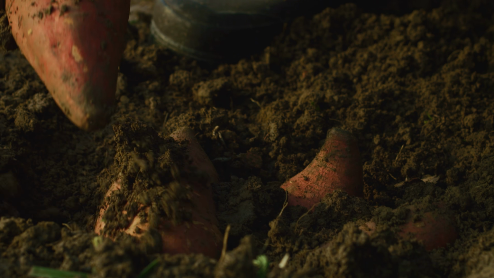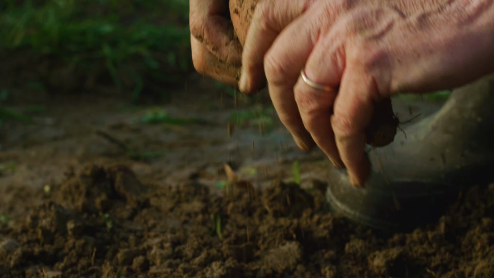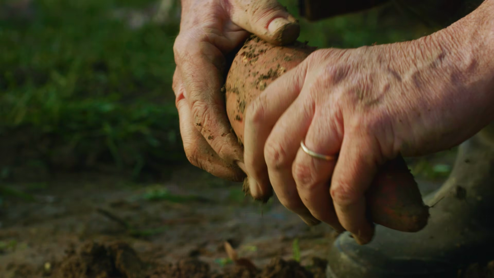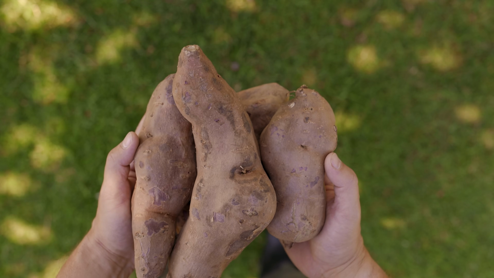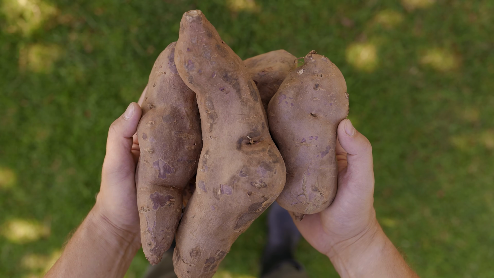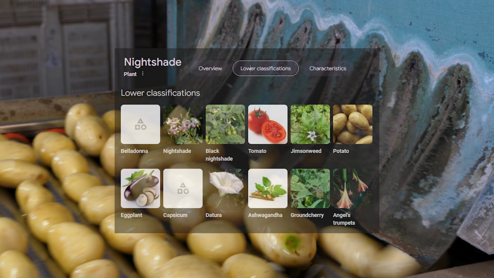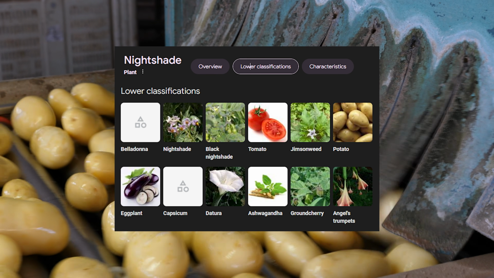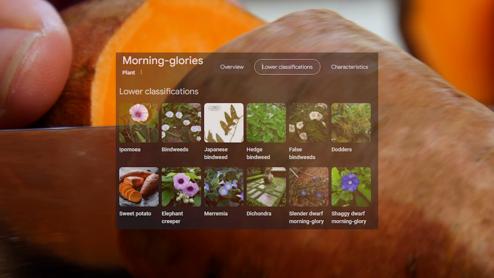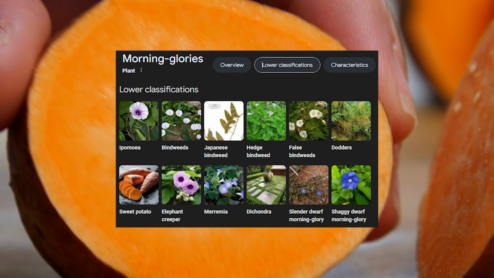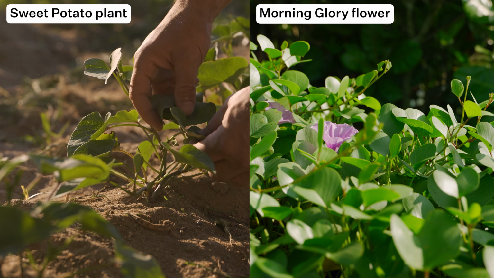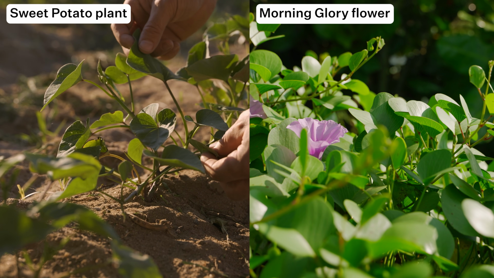For years, I assumed potatoes and sweet potatoes were part of the same family. I mean, it's in the name. But they belong to an entirely different botanical family and are unique species. Potatoes are part of the nightshade family, which includes tomatoes, eggplants, and peppers, while sweet potatoes belong to the morning glory family, which, when you see a sweet potato plant, the leaves look very similar to those of morning glory flowers.